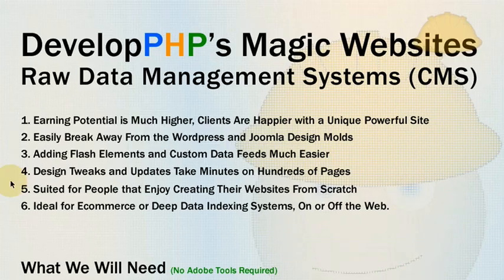Alrighty. Number 6 is the system is ideal for e-commerce or deep data indexing systems, on or off the web. I had a buddy of mine who was creating a plant indexing system where him and his company were indexing all of the plant life on Earth, I believe. All the Latin names, all the little bits of information about each plant on Earth. I think they were assembling that system, and he was using Joomla, I think it was. And he just wanted a little more creative freedom.